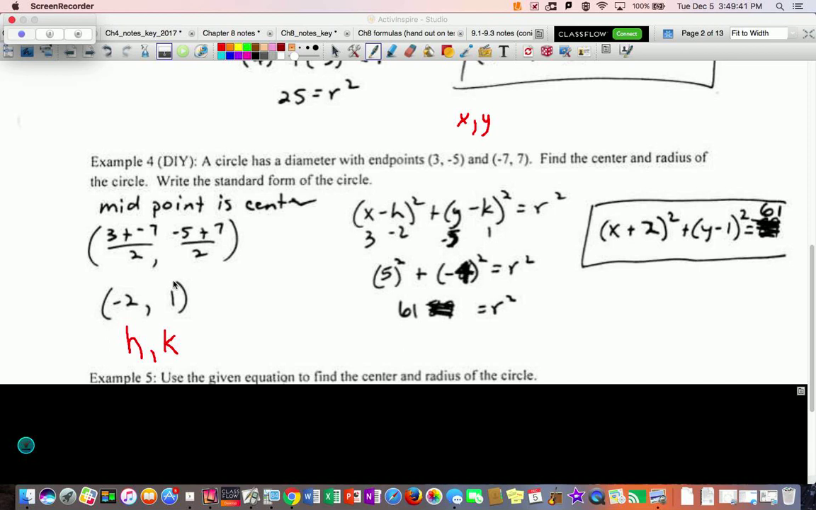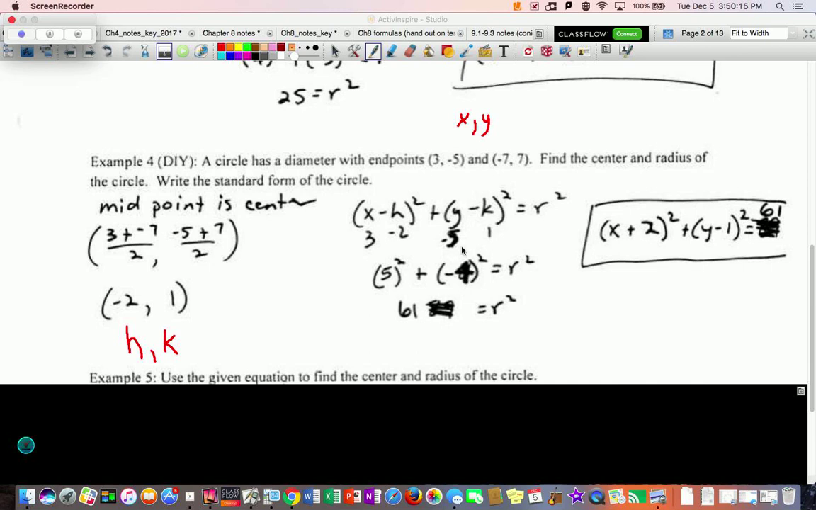You should have got negative 2 and 1. Because that's the center, those will be the h and the k. So you'll put those in. You always say x minus the center x and y minus the center y. Now for your x and y, pick either one of those. I just picked the 3 and negative 5, so I put the 3 in for x and the negative 5 in for y. So when you do that, you get 5 squared. And when you do this, you get negative 4 squared and 25 and 16.